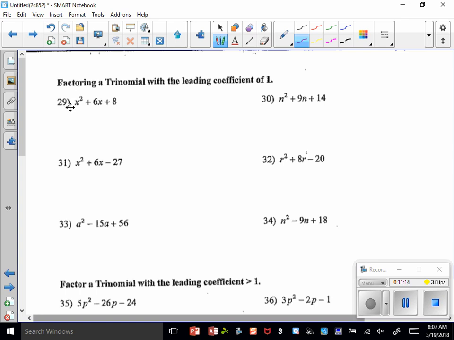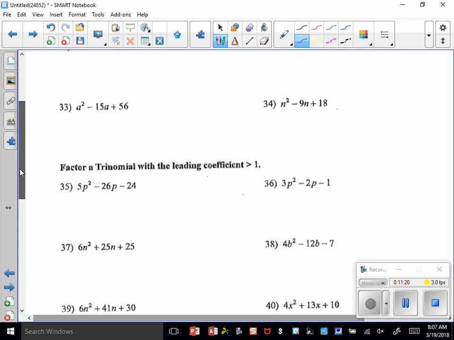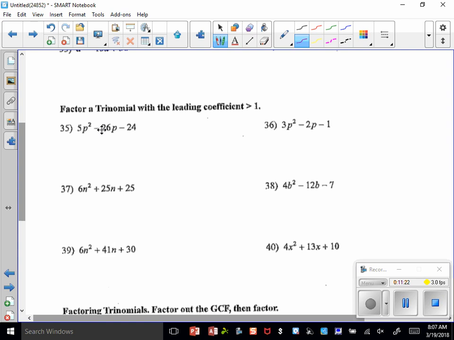What's that invisible number? 1. Okay, so see, it says the leading coefficient is 1. Here, look at the squared terms, and they're greater than 1. Do you agree? You got 3 here, 4 here, 4 here, 6, 6, and 5.